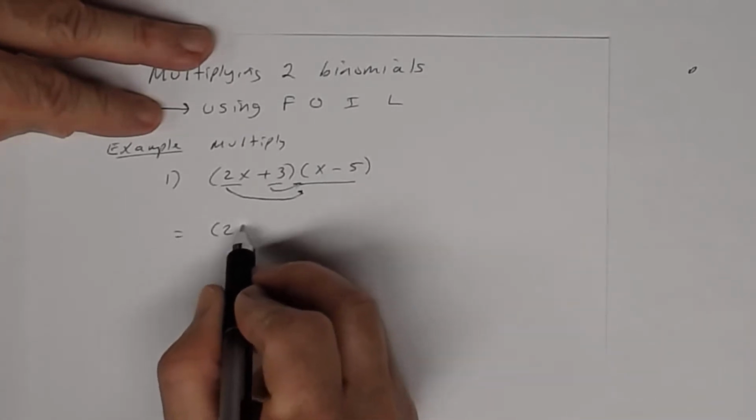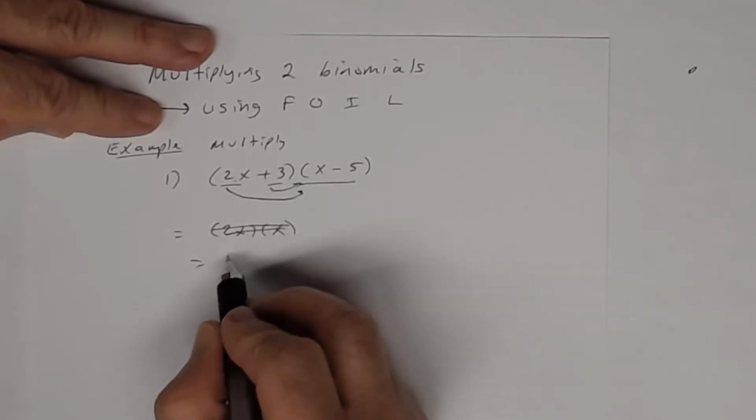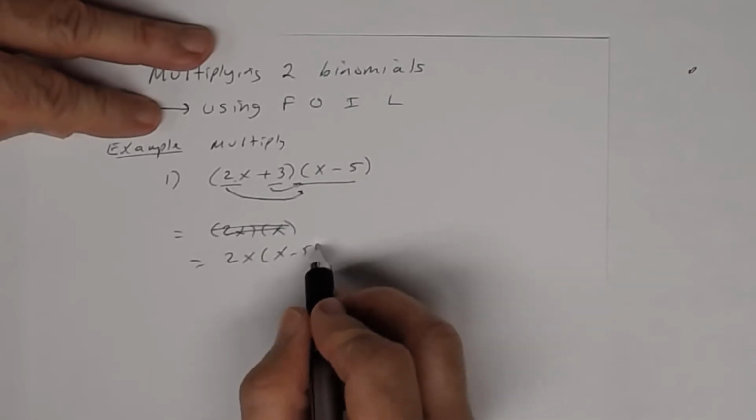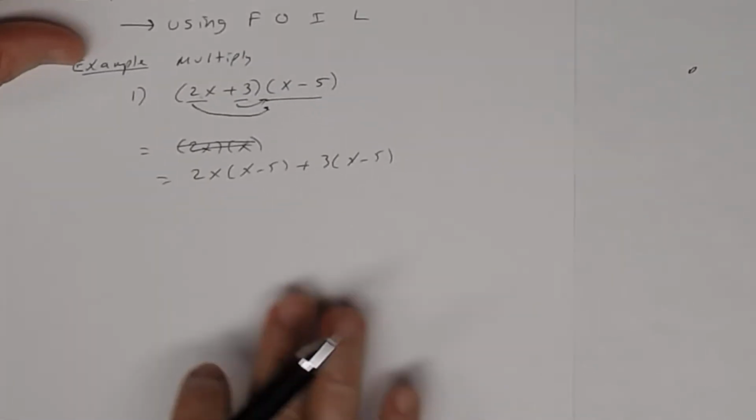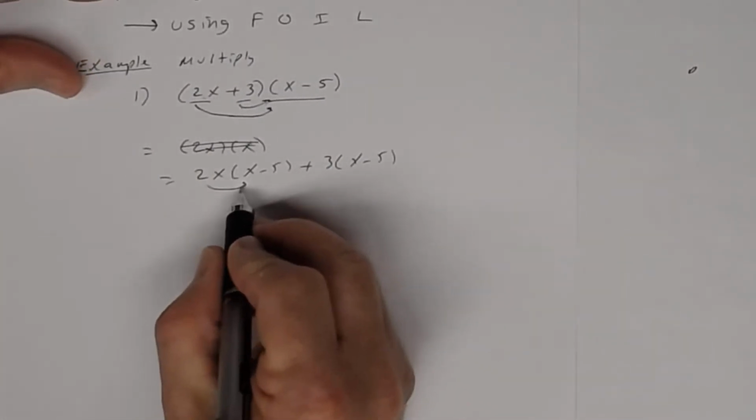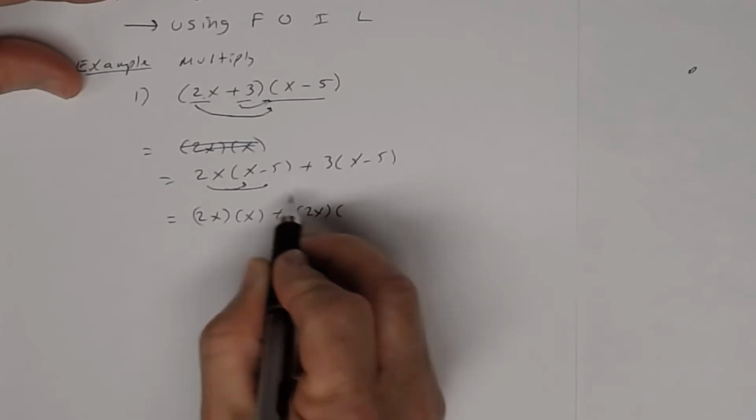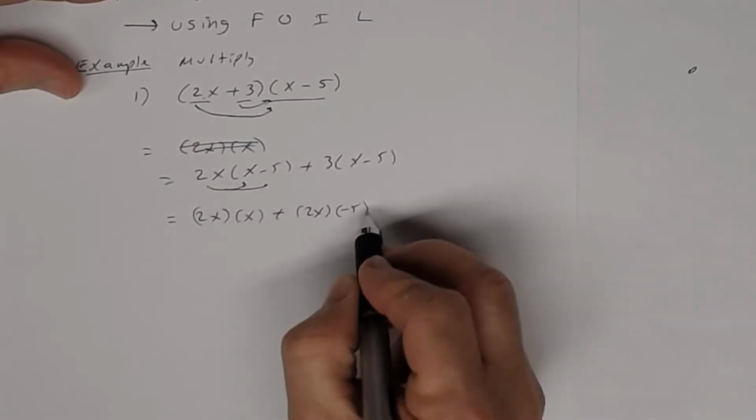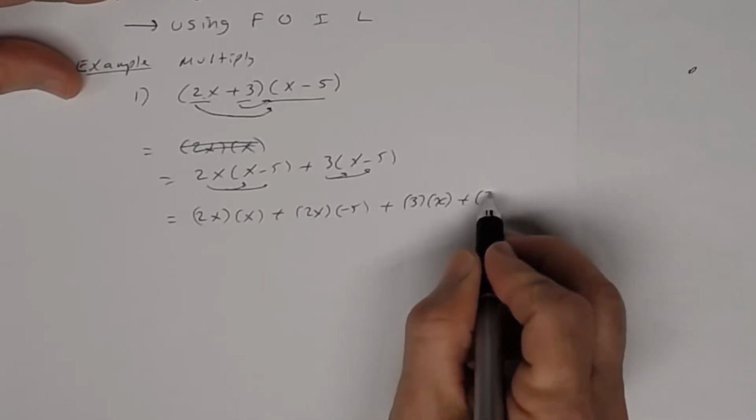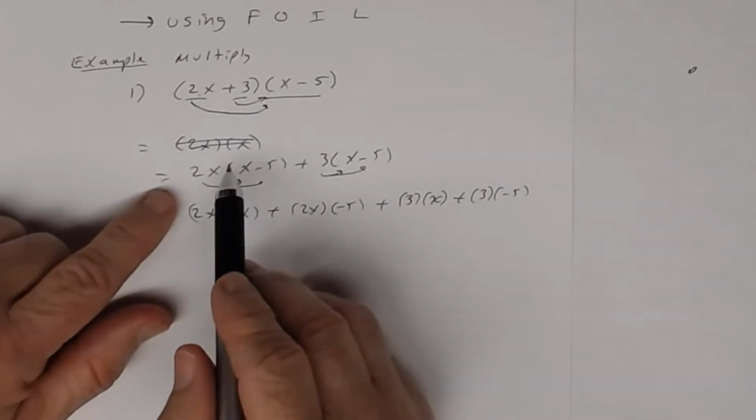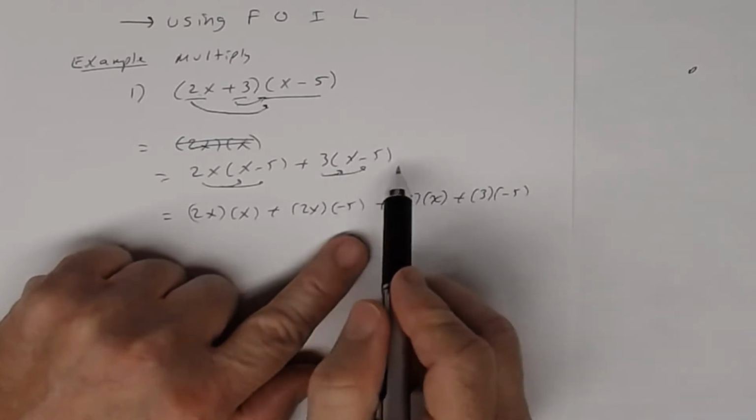Okay, so I get 2x times x. Oops, sorry. Let me go ahead and redo this. So I get 2x times that second polynomial plus 3 times that second polynomial. That's from the last lesson we looked at. And then we're going to distribute. So I get 2x times x plus 2x times a negative 5. And then let's distribute this: we get plus 3 times x and then plus 3 times a negative 5. So 2x times x, 2x times a negative 5, 3 times x, and 3 times a negative 5.